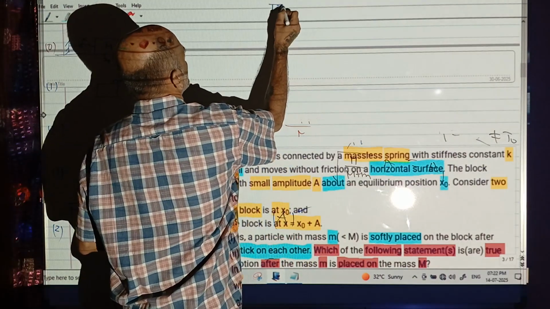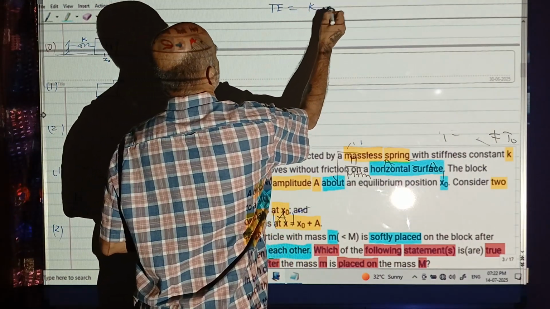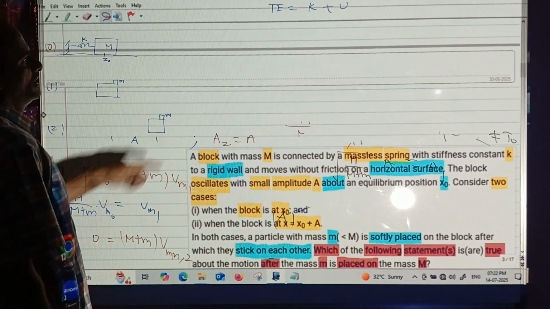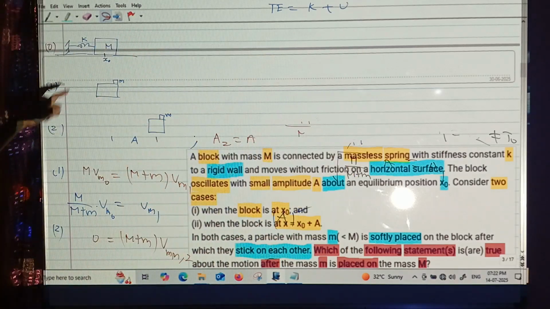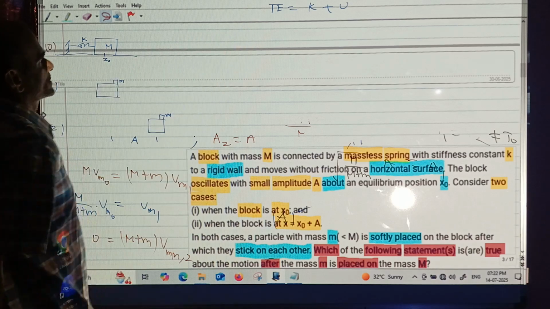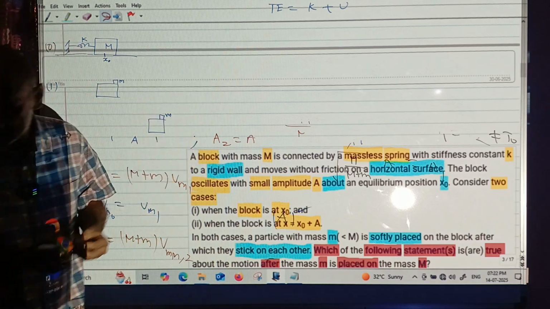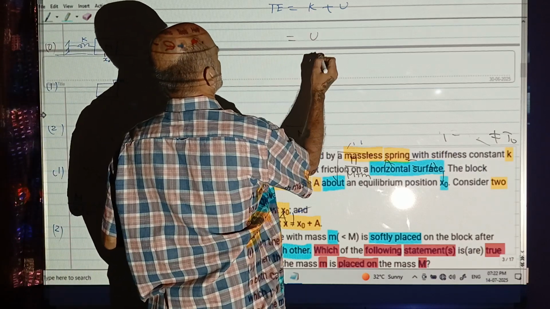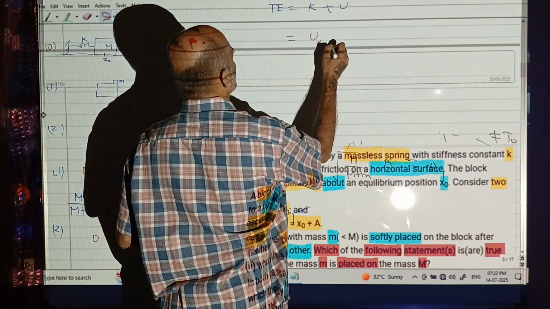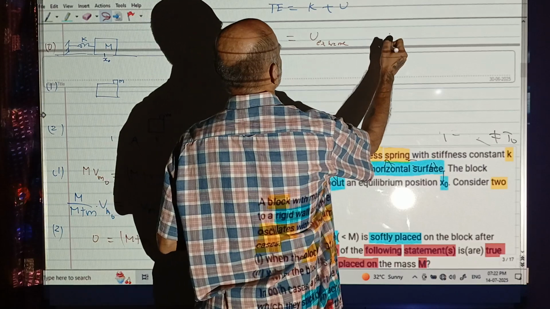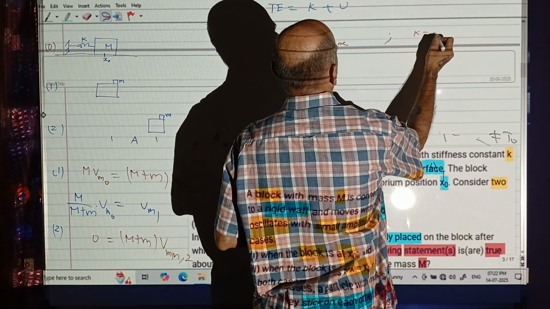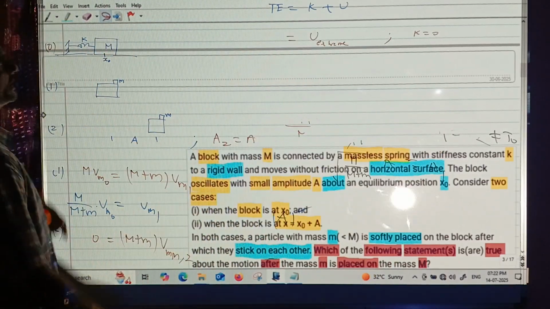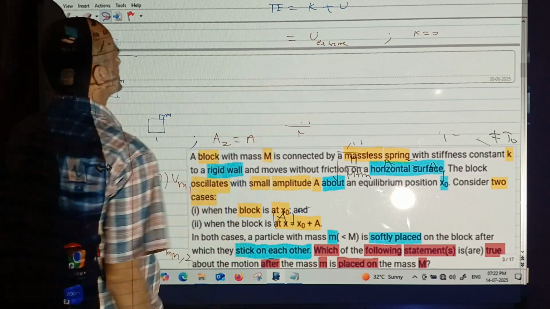Total energy is the sum of kinetic plus potential energy of the system. Energy of the system is half (m plus n) v square, and potential is half k x square. But if you take the extreme position, at the extreme position kinetic energy is 0. This I can calculate at any point, so one convenient point is the extreme position. So I calculate at the extreme position.